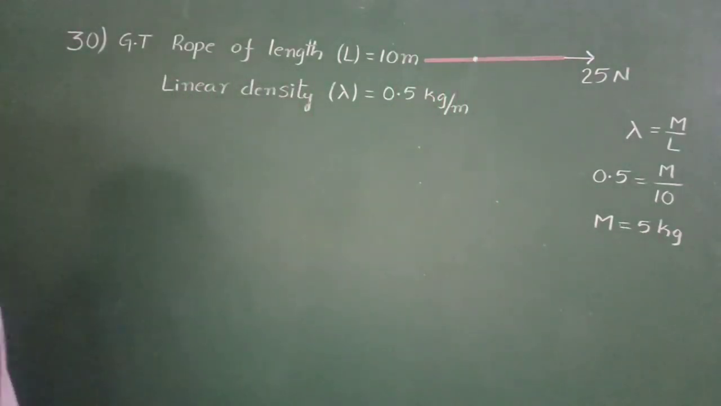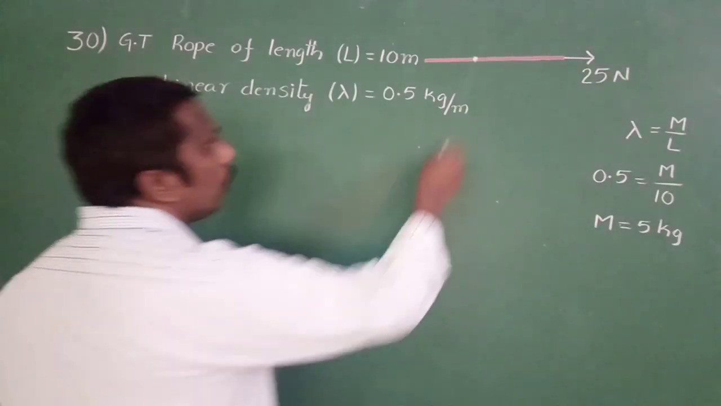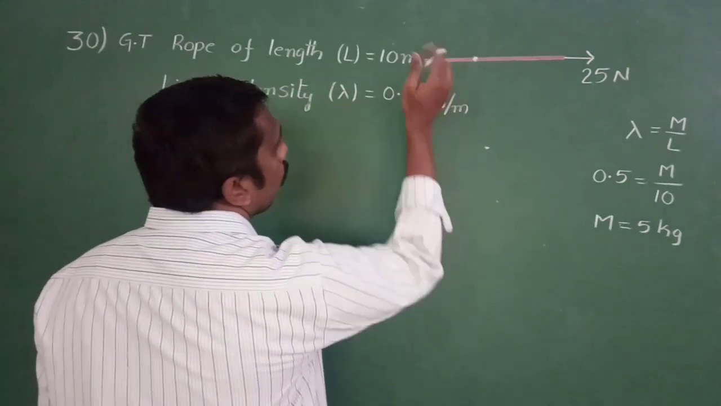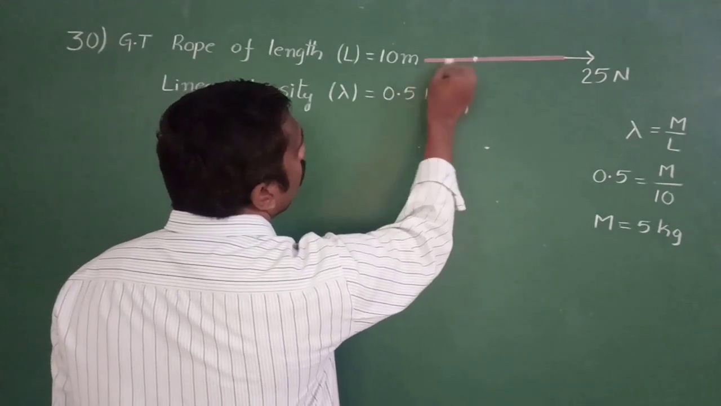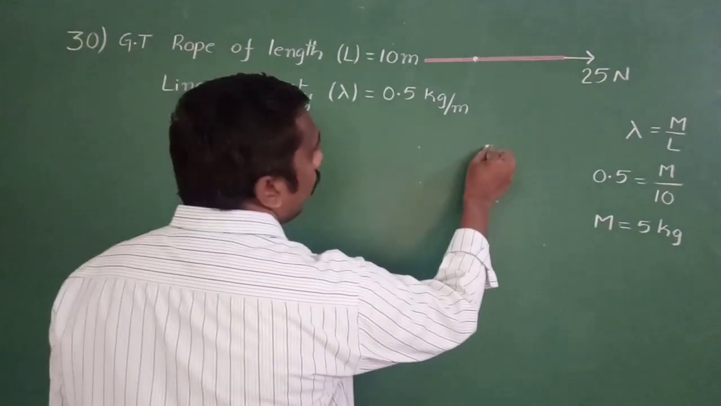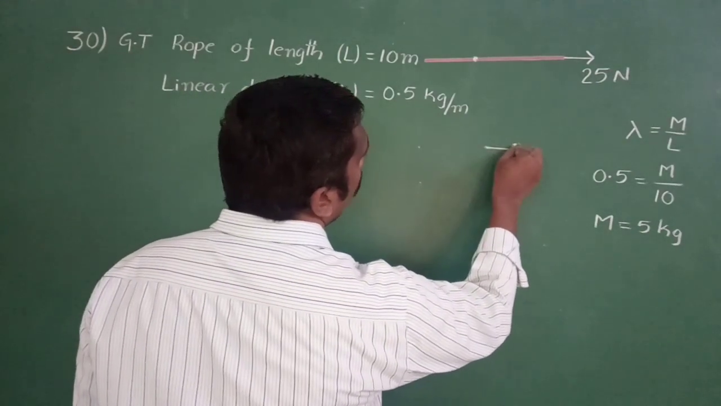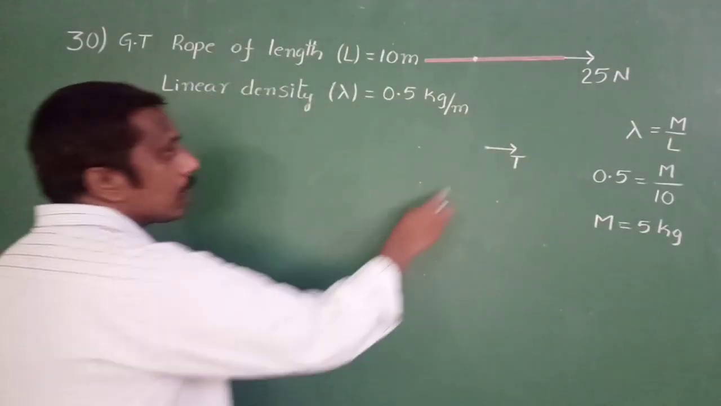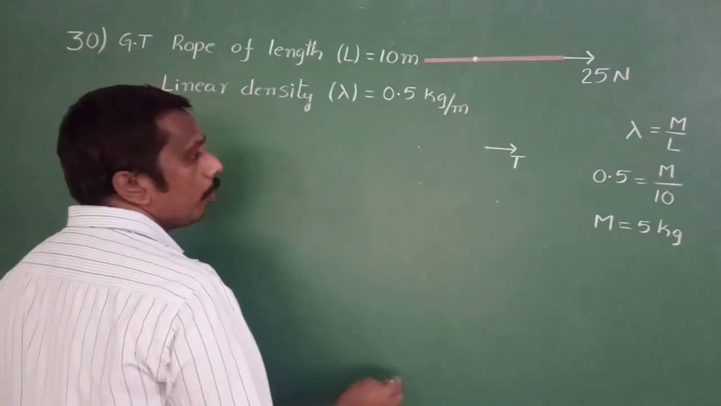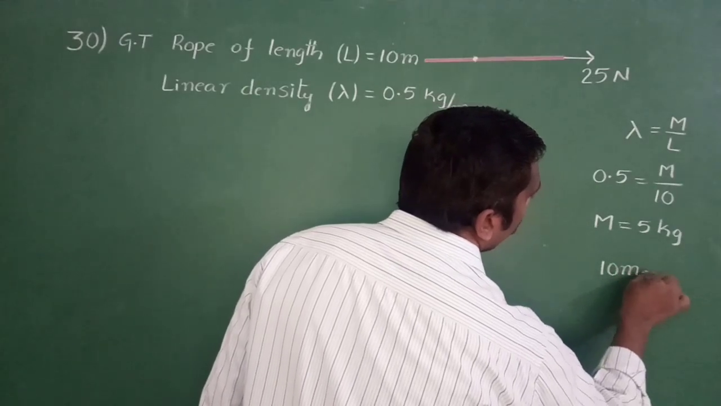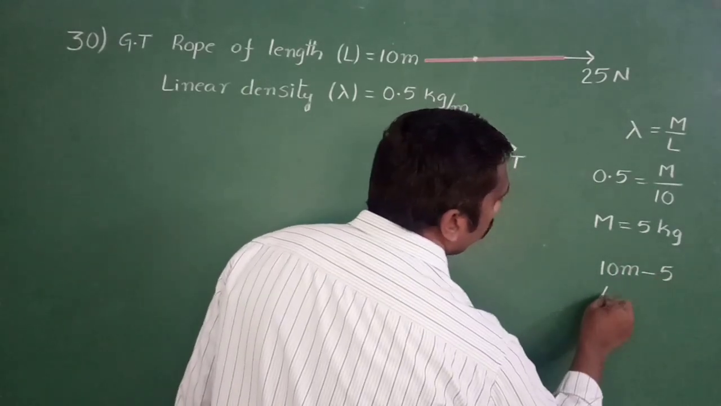At this point, we have to calculate tension. You draw the free body diagram at that point. I am drawing the free body diagram for this remaining portion, 4 meter. That 4 meter is pulled by a force, taking it as a tension T. What is the mass of this 4 meters? In 10 meter length, 5 kg is there. In 4 meter length, what is the mass?